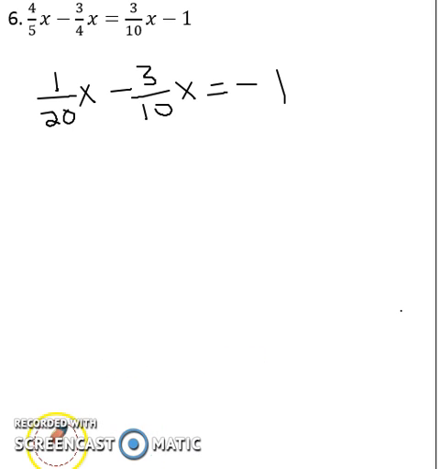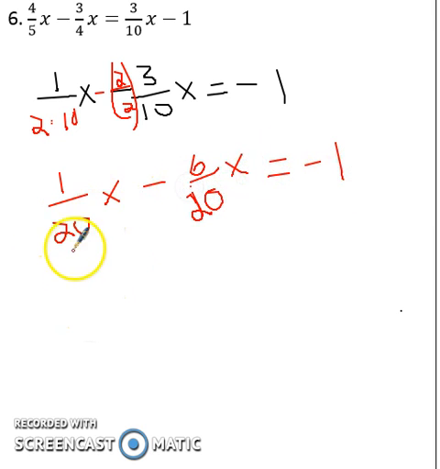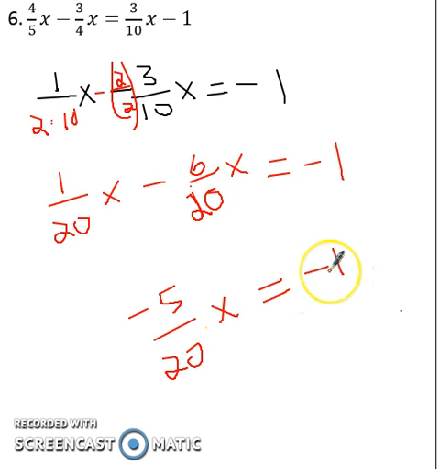Okay, so at this point, we need a common denominator with our x term. And so I see 20 in the denominator on one, 10 on the denominator on the other. And I know that 20 is made up of 2 times 10. So the thing I'm missing over here is the 2. I've got to multiply top and bottom by 2 so I have the same denominator. That gives me a 1 over 20x minus 6 over 20x equals minus 1. So we've got the same denominator now, and we just have to subtract 6 from 1, which gives us a minus 5 over 20x equals minus 1.